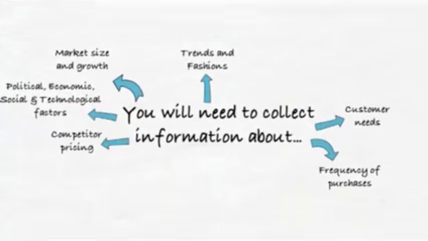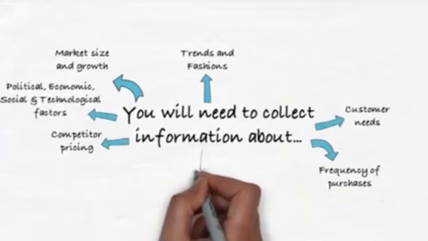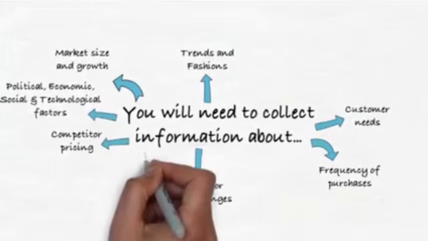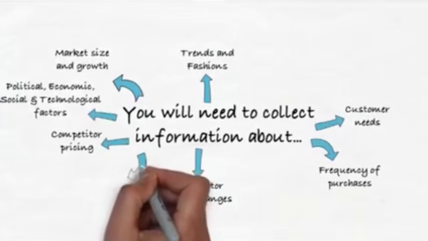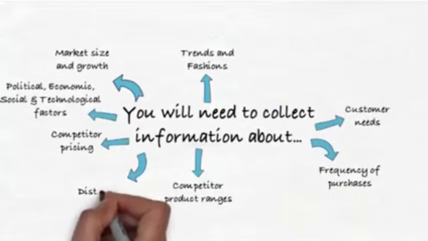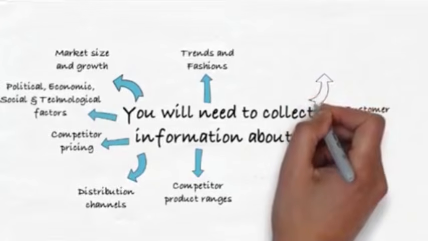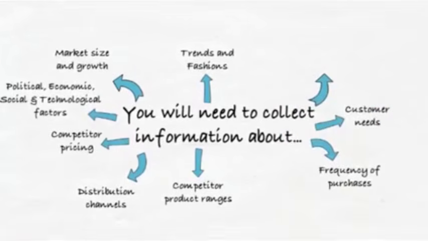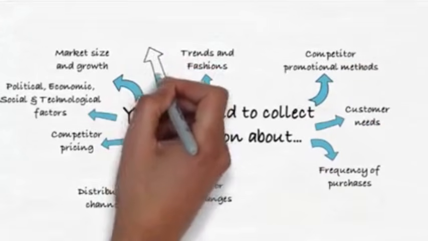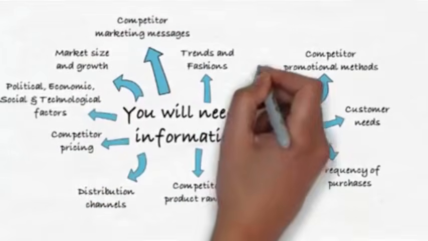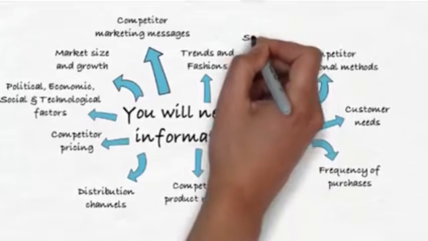You'll need political, economic, social and technological factors to complete a PEST analysis. Looking at competitor products shows how we could compete with them. Distribution channels give a good idea of where to make the product available. Looking at how competitors promote their products tells us what might work well, as does looking at their marketing message to see how to make the product stand out.